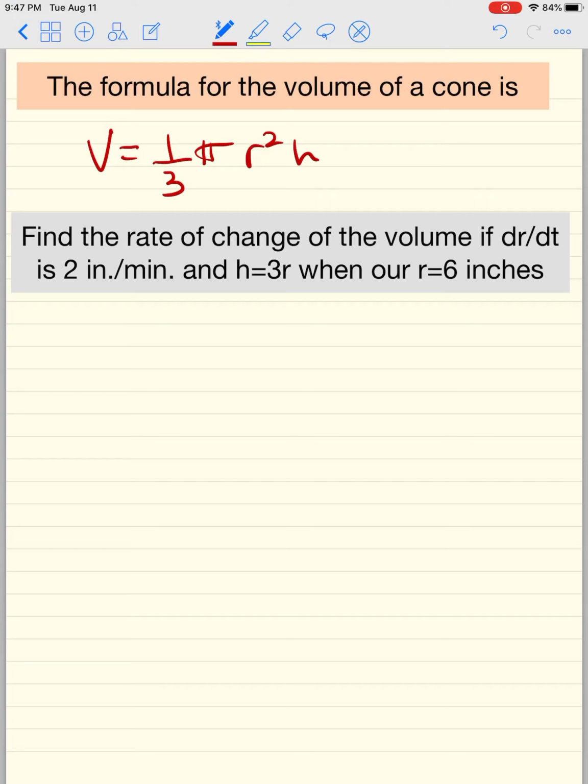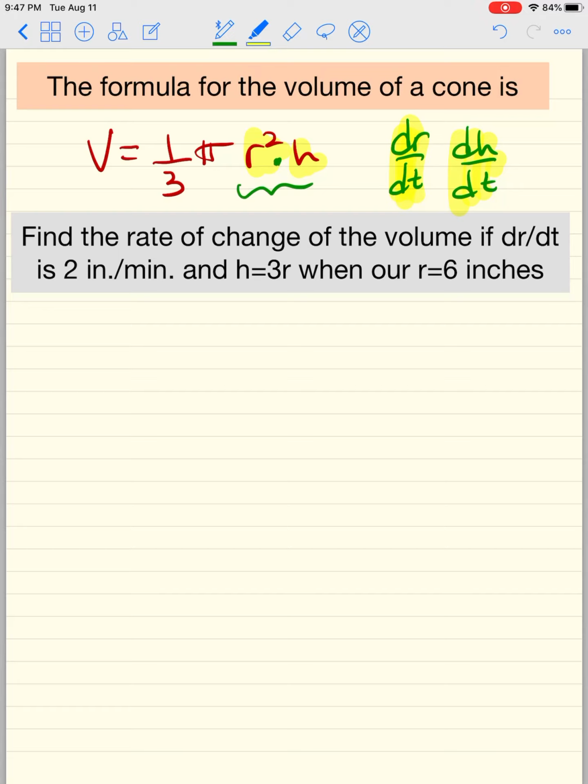The formula for the volume of a cone is V equals 1/3 pi r squared h. R and h are two variables. Now, if I know dr/dt and dh/dt, the way the radius is changing and the way the height is changing, then I would do a product rule when I take the derivative, okay? But in most cases, I only know one of these two, dr/dt or dh/dt, the way that the radius is changing or the way that the height is changing.